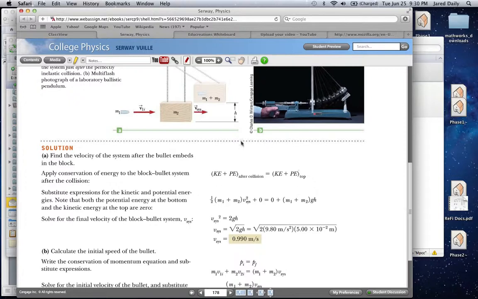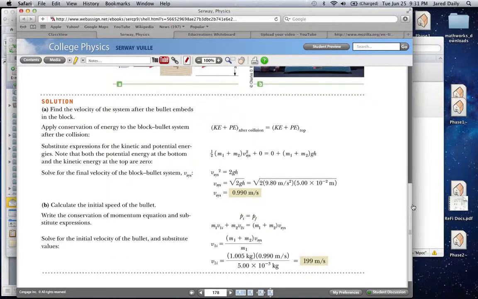They use conservation of energy after the collision, so kinetic energy of the block and bullet to potential energy of the block and bullet. And that's just a swinging block, so there's no energy lost in that particular thing. They have a zero potential energy for the block and bullet, but all of it's in kinetic energy at the bottom. And then they have a zero kinetic energy at the top because it swings up and comes to a rest, and all the energy is in potential energy. They solve that. They get a velocity of the system when the bullet embeds itself in the block, which is this 0.990 meters per second.